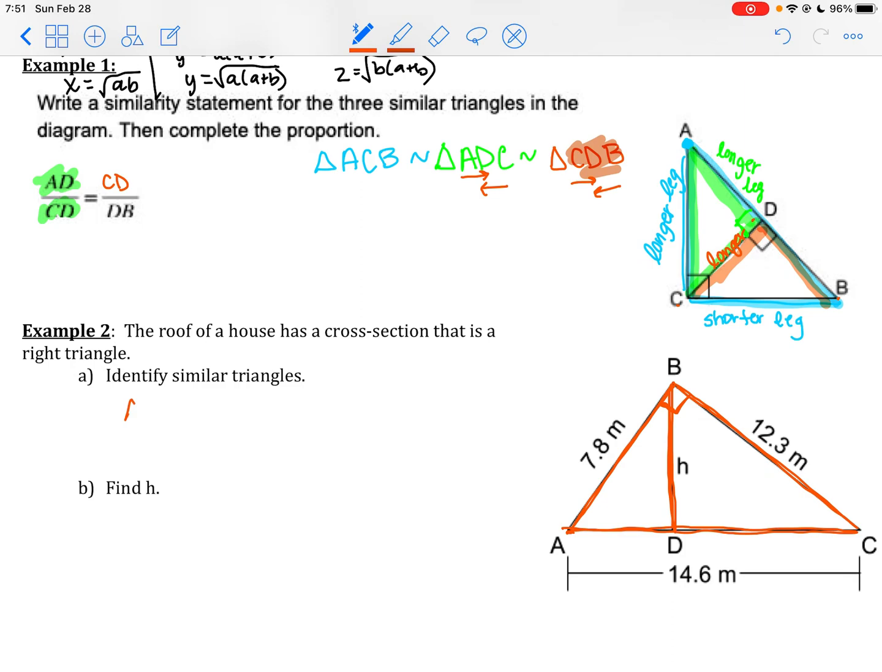So that can kind of be my guide. Triangle ABC can be the first one I name, and then I just want to name the rest in that order. So I'm going shorter side to the right angle and then down the longer leg.